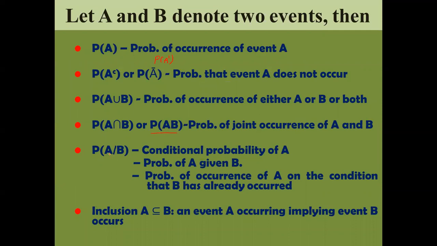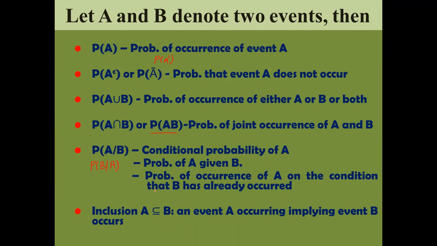The next is P of A given B, which is the conditional probability of A with the condition that B has already occurred. So this is read as the conditional probability of A given B. In a similar way, we can define the probability of B with the condition that A has already happened. So this is the conditional probability of B given A. And similarly, A contained in B implies that when event A occurs, event B has already occurred.